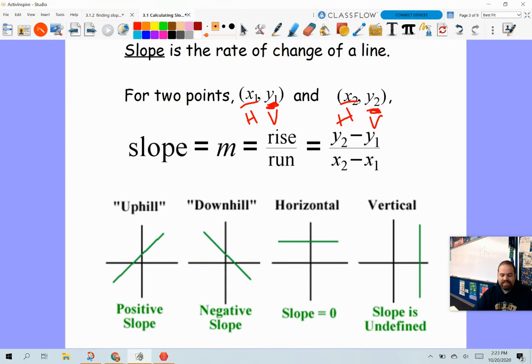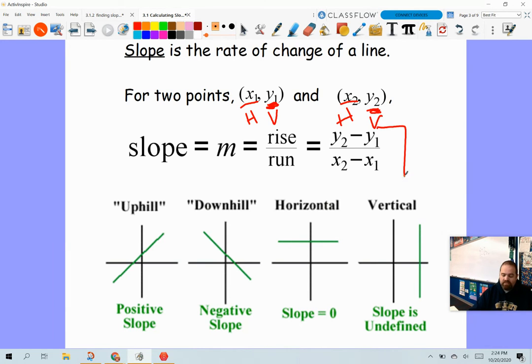So this might seem a little backwards when we get into doing the calculations, but if you keep that in the back of your mind, your y's are going to be on top because they're vertical, your x's are going to be on bottom because they're horizontal. For some reason, I don't know if it's an alphabetical thing, but people always want to work with the x's first. So just be aware of that.